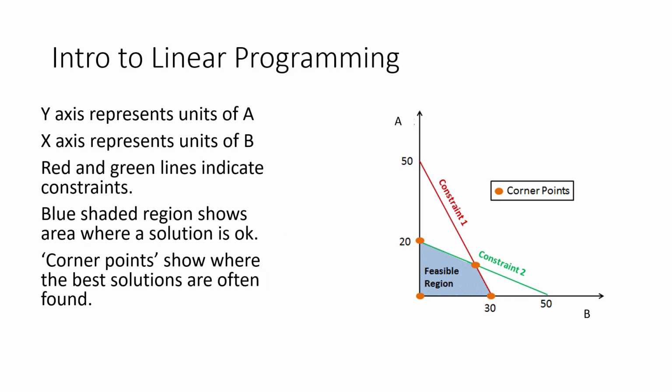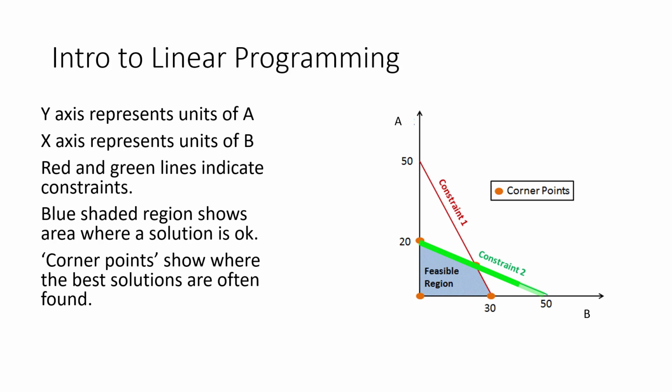This is called linear programming because we can plot the solutions to the problems in a line. We can see here that the y-axis shows how many units of product A we can make, and the x-axis describes the number of units of product B that we can make. The red and green lines indicate the constraints. So constraint 1 would be the resources constraint, and that shows that we could either make 50 of A and 0 of B, to a maximum of 30 B and 0 A.